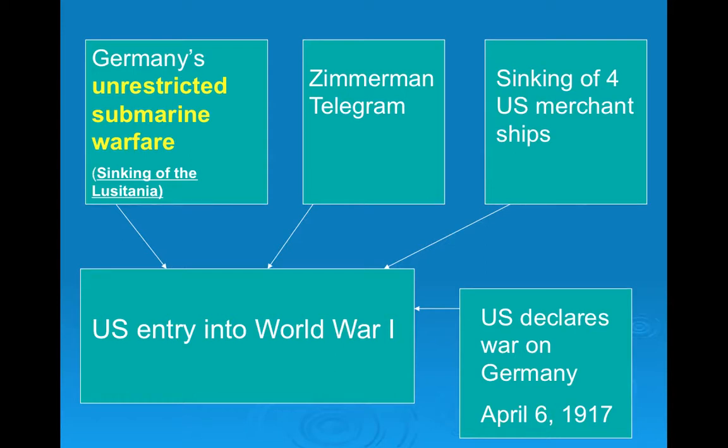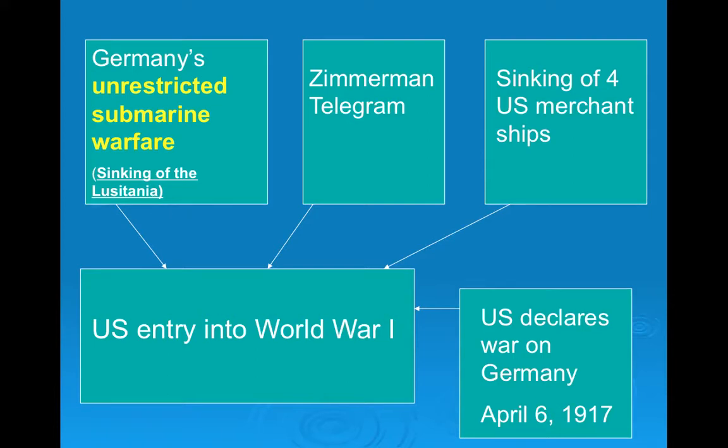Number 1 reason: Germany's unrestricted submarine warfare. Sinking of the, and I need you to make a big old circle right here, Lusitania. Now, unrestricted submarine warfare. A lot of the times you're going to see submarines in some test questions called U-boats. U as in underwater. Actually, the Germans called them Untersee boats. Imagine that. But underwater boats.